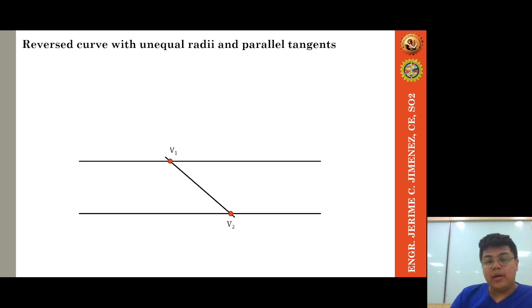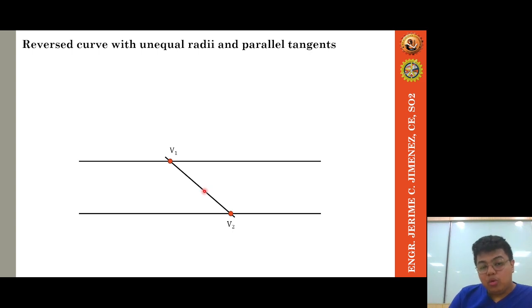Okay? The difference of type 2 from type 1 is that here we consider that their radii should be unequal. In type 1, for the radii to be equal, the PRC, or the point of reverse curvature, must be located at the midpoint, or at the middle, of V1 and V2. Exactly at the midpoint. Okay?